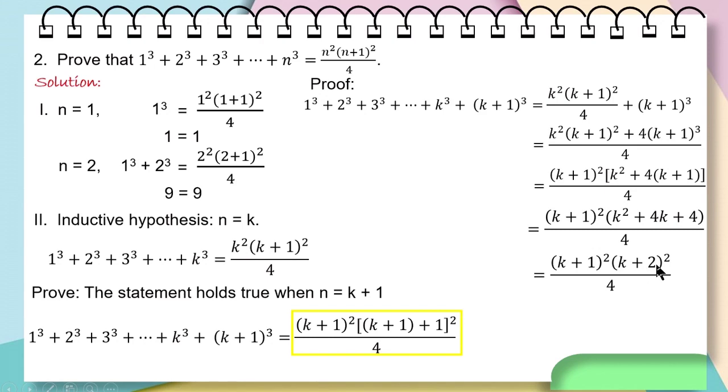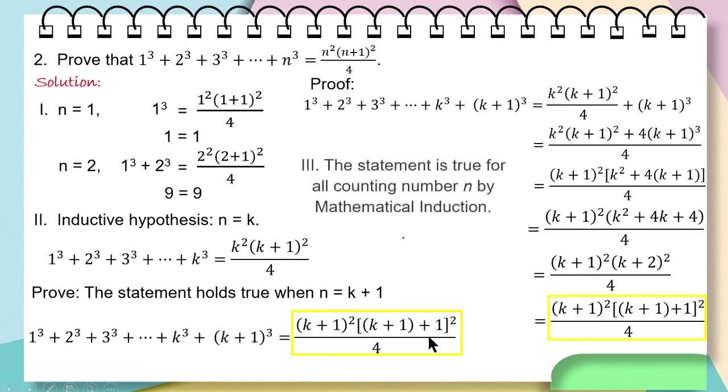Finally, manipulate the term. We have quantity k plus 1 quantity squared. K plus 1 quantity squared is equivalent to k plus 2 quantity squared. 1 plus 1 is 2. And this is exactly the same expression with this. Therefore, the statement is true for all counting number n by mathematical induction.